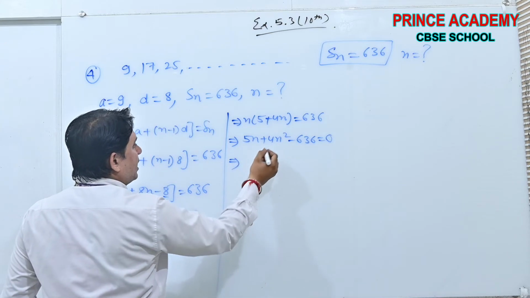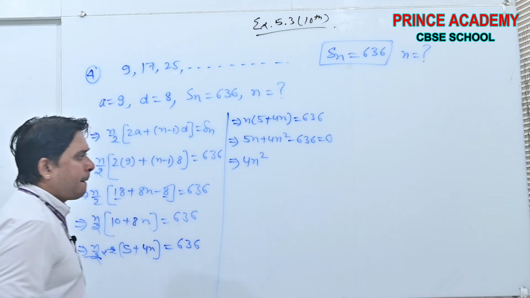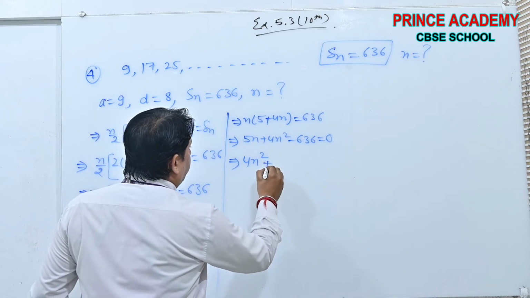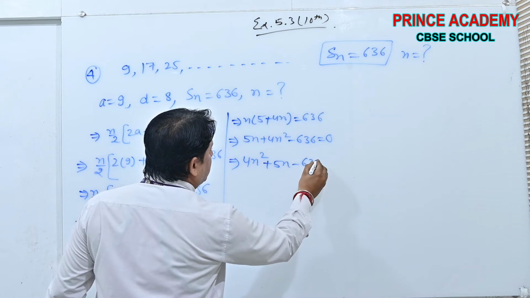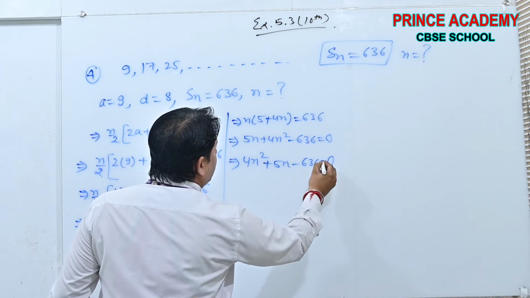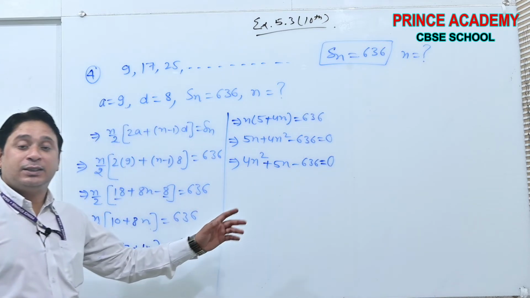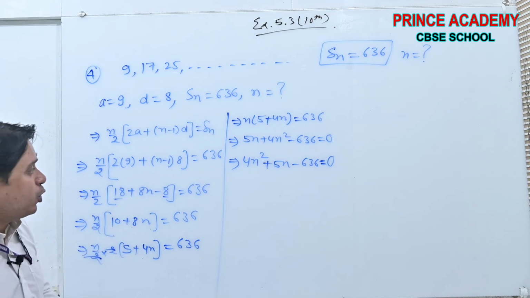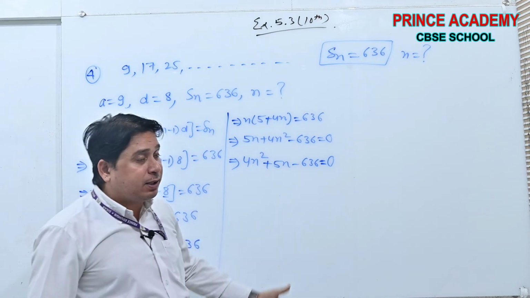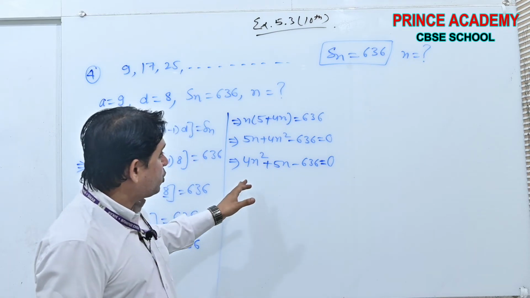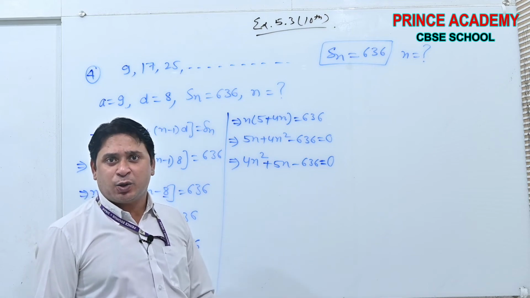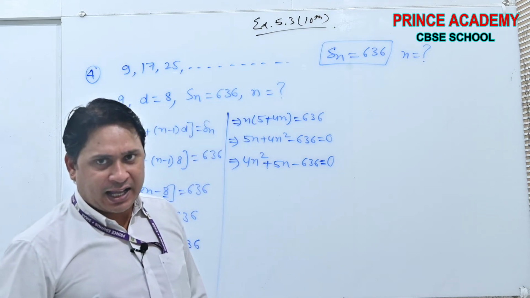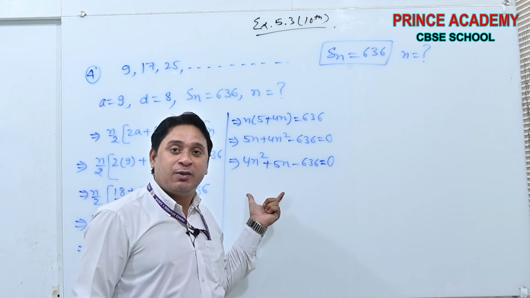Okay, now you will see 4n square plus 5n minus 636 is equal to 0. Yes or no? This is the equation. Now you have to solve this equation. If you are able to solve it by the factorization method, it's good. If you are not able to solve it, then go for the Sridharacharya Sutra. Choice is yours. But I think Princeans will love to struggle with it.